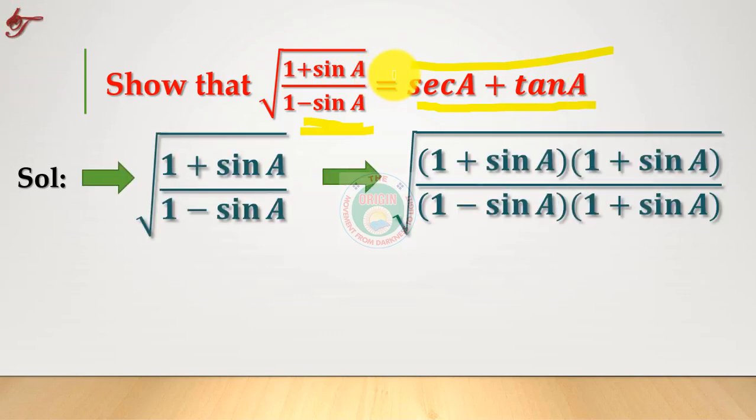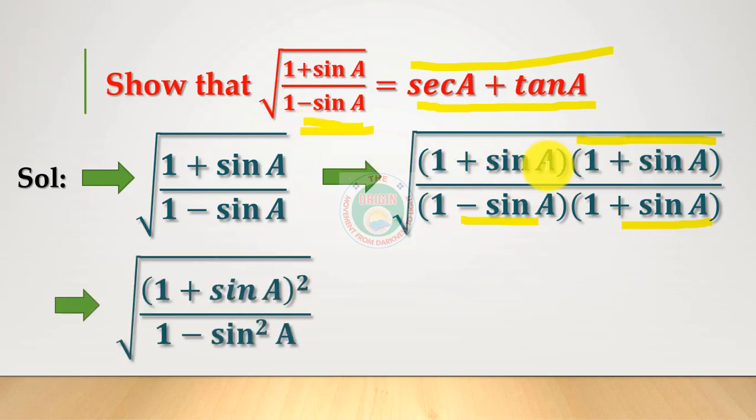Problem I taken here: square root of 1 plus sin a by 1 minus sin a. Here I am multiplying the numerator and denominator with 1 plus sin a. Actually, this is the rationalizing factor. You don't have the concept in your 10th standard. That is why I am simply saying to multiply with 1 plus sin a on both the numerator and denominator. That is 1 plus sin a into 1 plus sin a by 1 minus sin a into 1 plus sin a. So both 1 plus sin a get cancelled. The problem remains same.